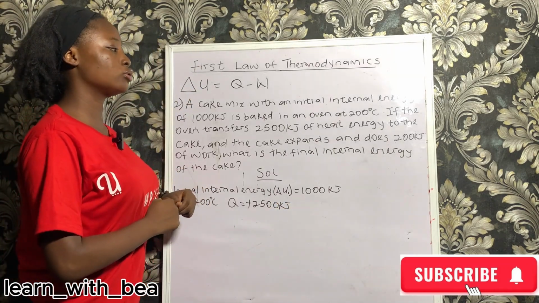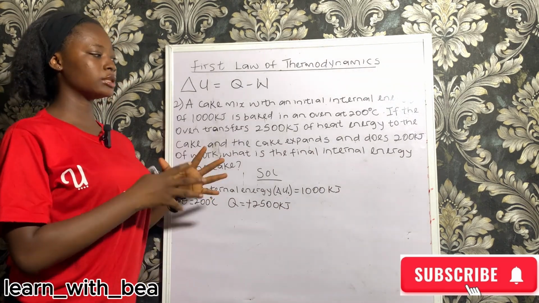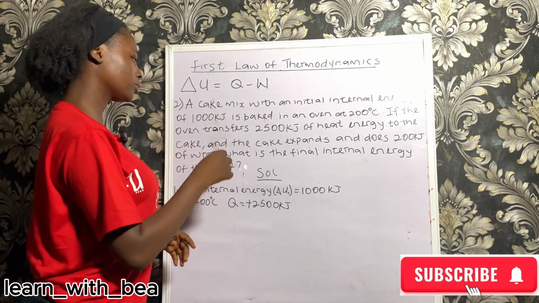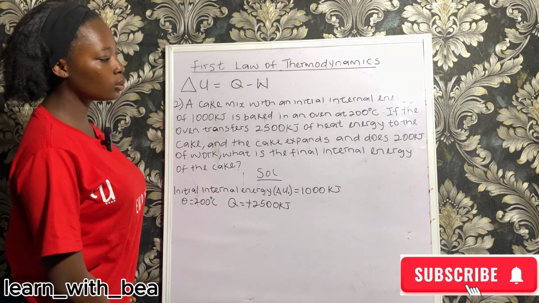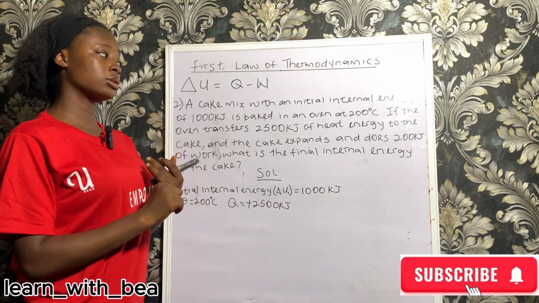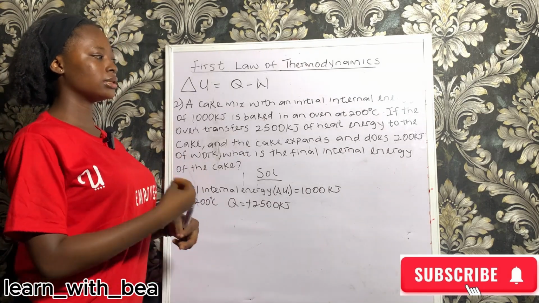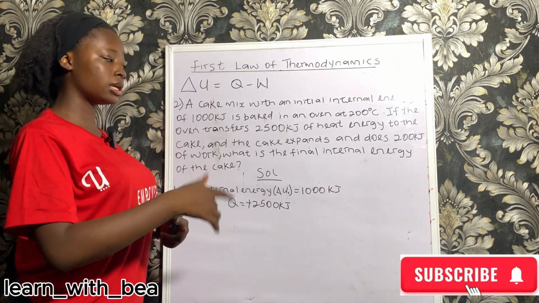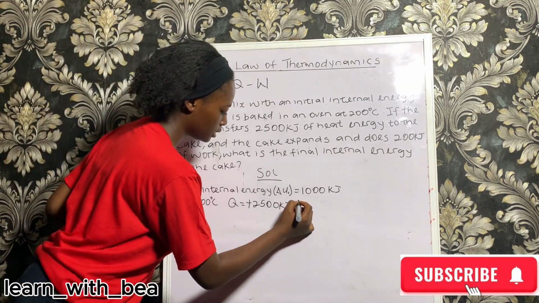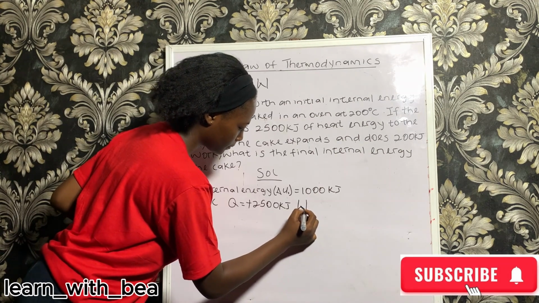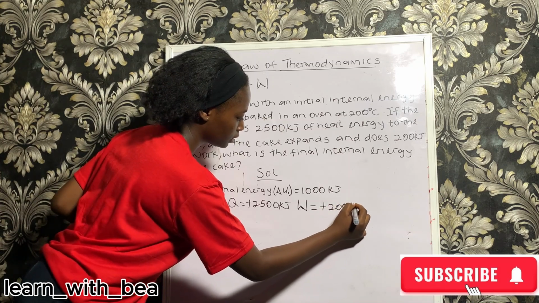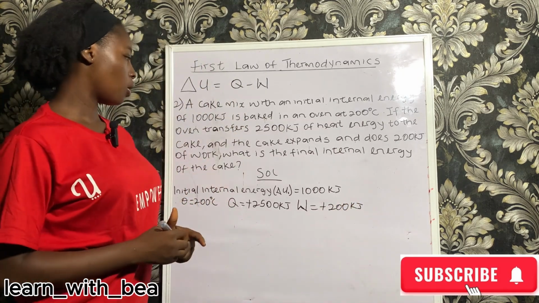The oven transfers 2005 kilojoule of heat energy to the cake and the cake expands. In fact, from the word expansion, we should know what our W should be. The cake expands and does 200 kilojoule of work. In this case, they give us two hints. The first one is that it causes an expansion, and the second one is that the system does the work, like the work is done by the system. So, according to what I've explained, answer what our W will be in your mind. So it should be plus 200 kilojoule of work.